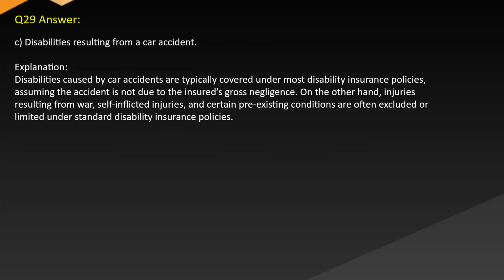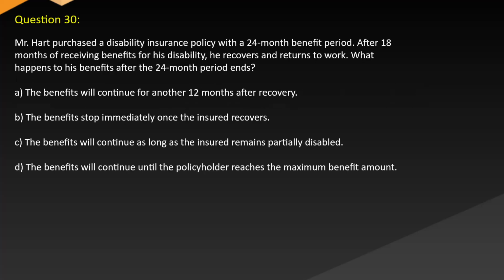Answer: C. Disabilities resulting from a car accident. Explanation: disabilities caused by car accidents are typically covered under most disability insurance policies, assuming the accident is not due to the insured's gross negligence. On the other hand, injuries resulting from war, self-inflicted injuries, and certain pre-existing conditions are often excluded or limited under standard disability insurance policies.